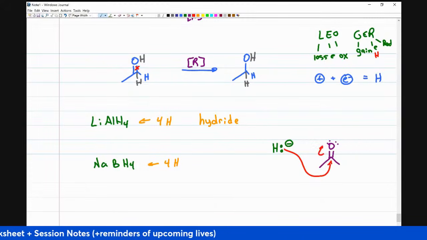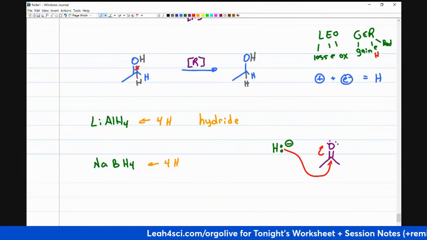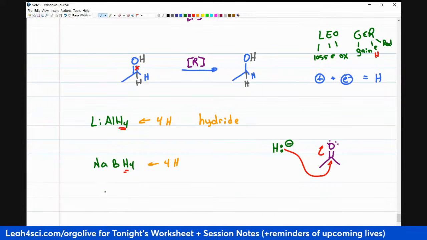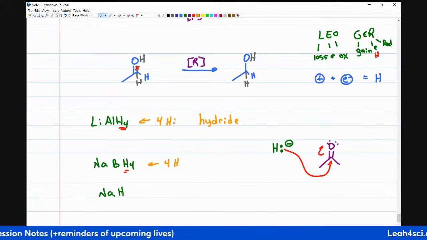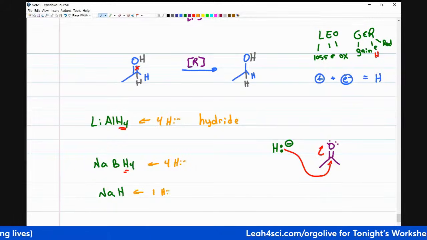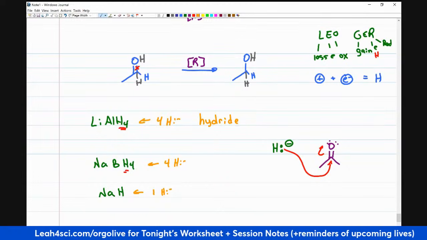Boom, there you go. The hydride attacks, and then the rest of the mechanism puts another hydrogen on the oxygen. Lots of hydrogen. You have another one that is an itty bitty one. NaH is just sodium hydride. It's 1 hydrogen, or 1 hydride like that. But it's going to carry out the same exact reaction in that the H- attacks the carbonyl, breaks that pi bond.